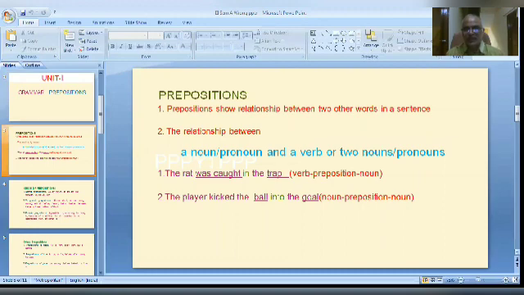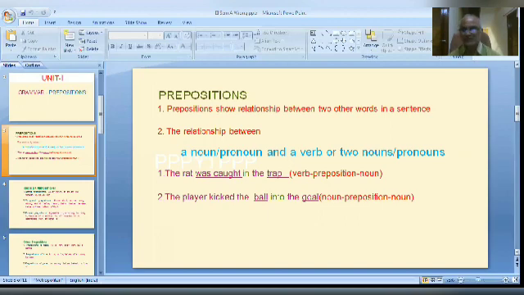Just once I try to remind you the definition regarding the prepositions, and after that I conclude the class. Basically, prepositions are words which show the relationship between two other words in a sentence. The relationship is usually between a noun or pronoun and a verb, and sometimes between two nouns or two pronouns, or a noun and a pronoun. To explain this, we have taken two examples.